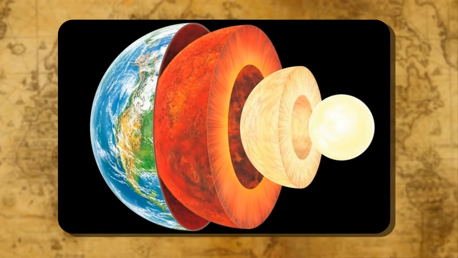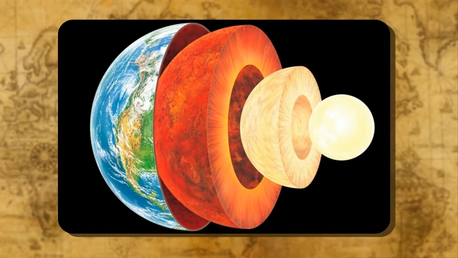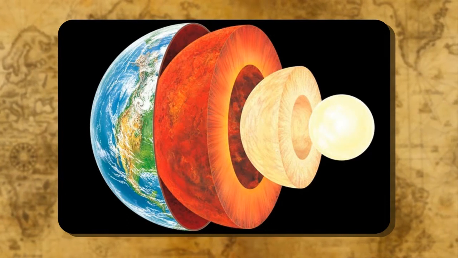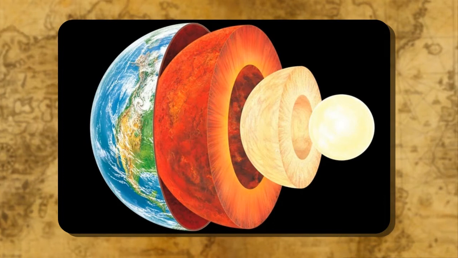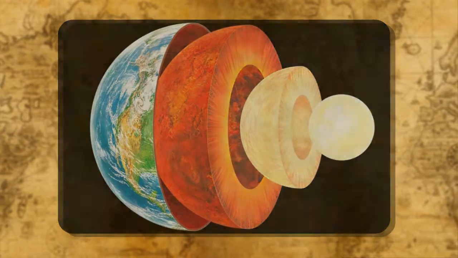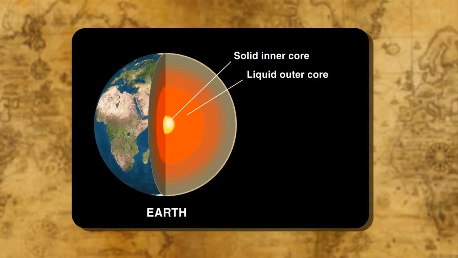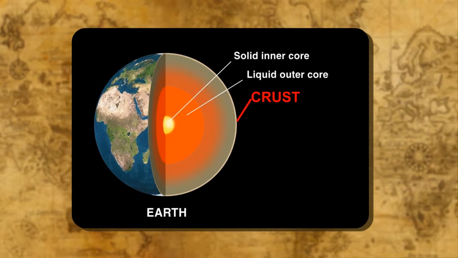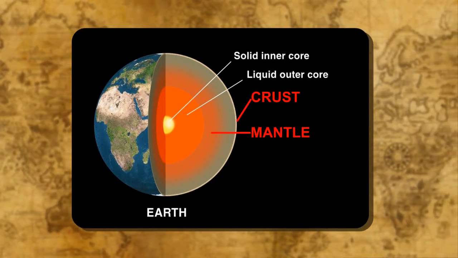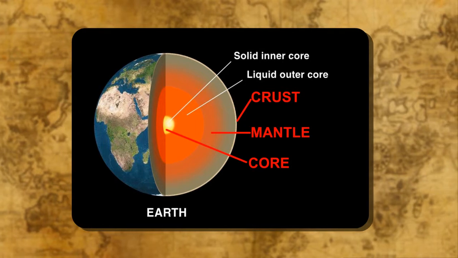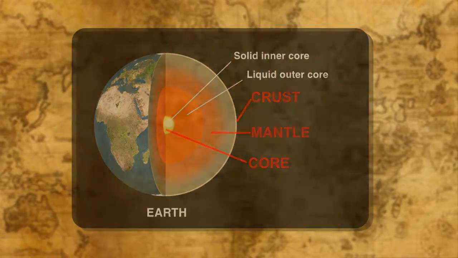The inner structure of the Earth can be compared to an onion. The Earth is made up of several concentric layers with one inside another. The uppermost layer over the Earth's surface is called the crust. The second layer is known as the mantle and the innermost layer is called the core.